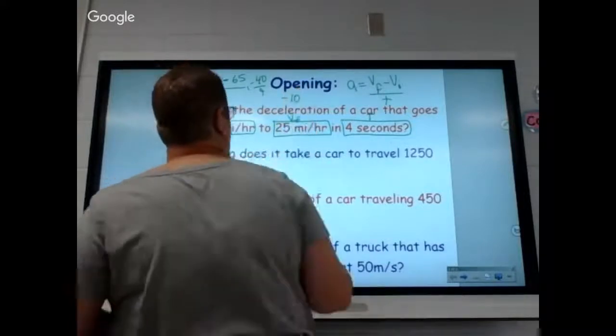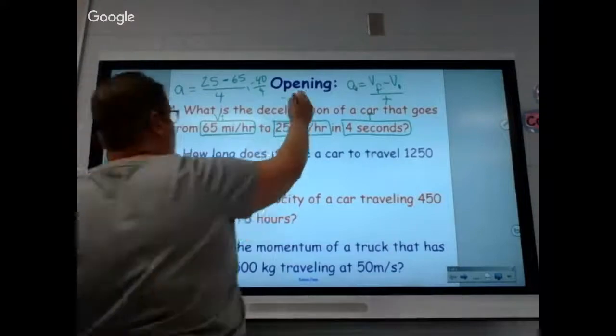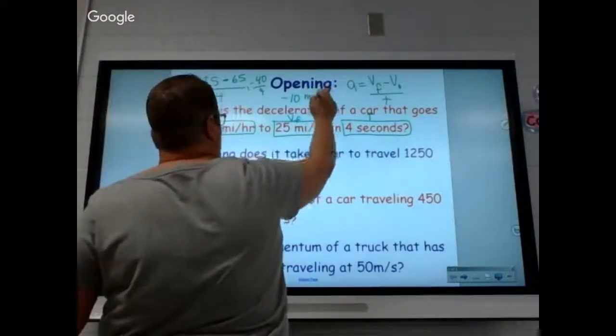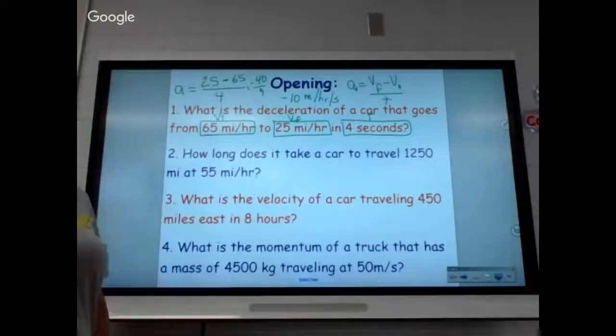All right, so now we need units. What units are on top? Miles an hour. Miles per hour over seconds. Keely, at the risk of really, really irritating you today, thank you, ma'am.